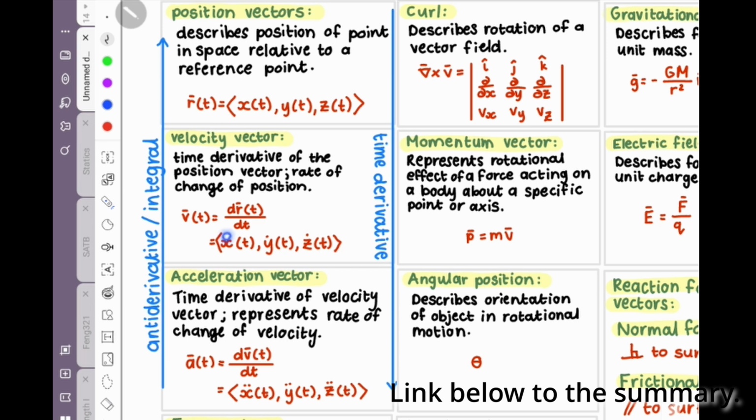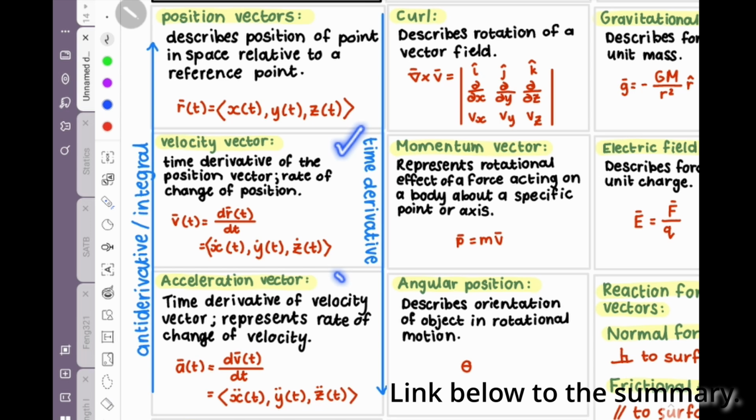So 1 dot, remember, is 1 time derivative, and 2 dots would mean 2 time derivatives. So if you see 1 dot, you know, it's velocity because it's taken from position. If you see 2 dots, you know, it's acceleration because it's taken from velocity or taken twice from position. But how do these two look on a graph? Let's look at the velocity vector first and then look at the acceleration vector.